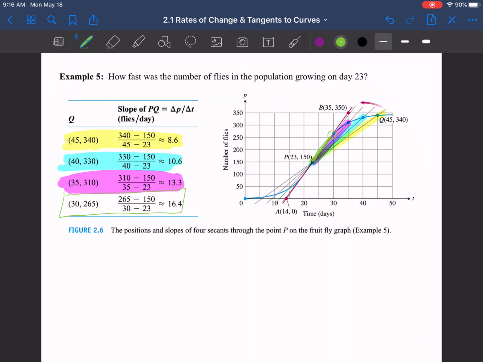So if you look, essentially what you're seeing is, here's the curve, that's our fruit fly curve. At day 23, this is the slope of the line tangent to that point. And what you see is you start over here, and you get that slope, and then that slope, and then this slope. And then when you take this last slope, you notice it's getting closer and closer to the actual slope at that point. And so as we keep pushing the points closer and closer, we get closer and closer to the slope of the tangent line at that point.